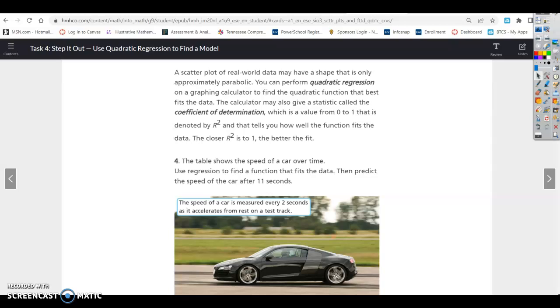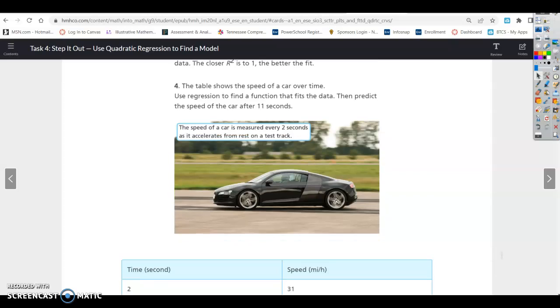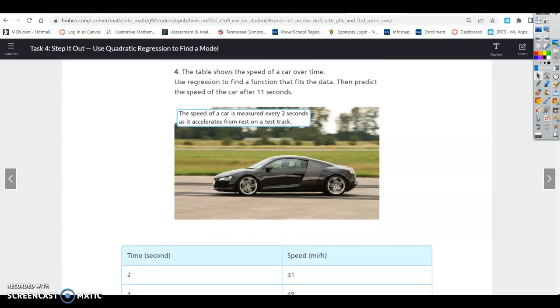Well, r squared is similar to that. It's called the coefficient of determination. And again, we'll see how to do that using your calculator. That's kind of a way of looking at the points to see if the data is a good fit or not. All right, so the table shows the speed of a car over time.